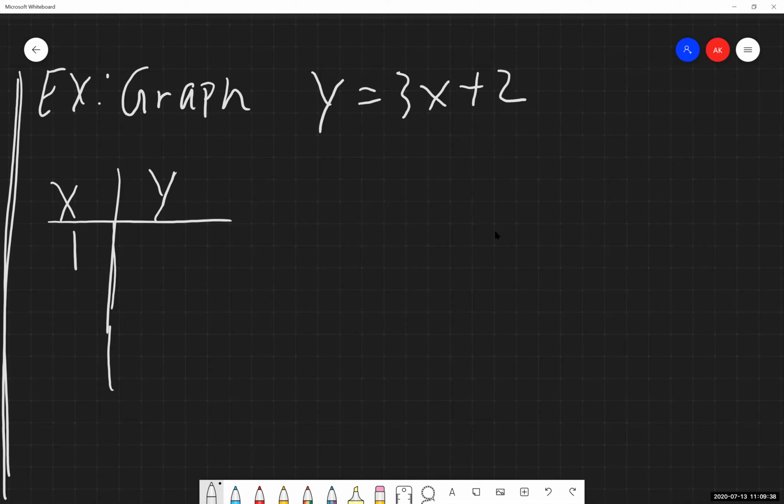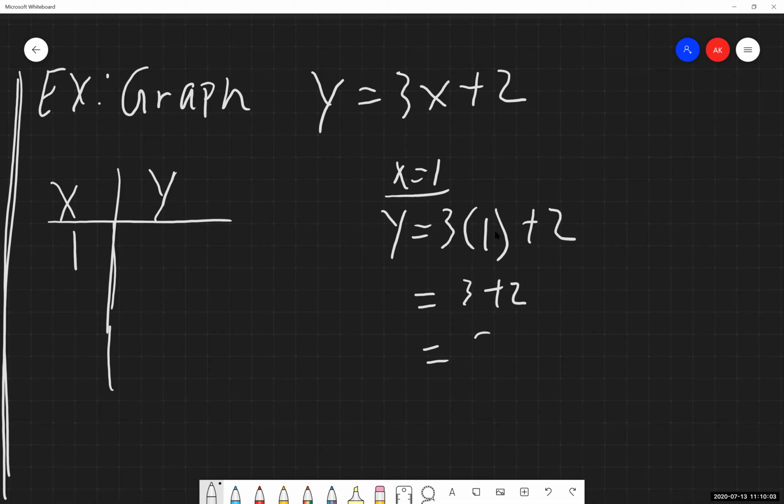Now I need to find what is the corresponding y value that goes along with it. So how do we do that? We're going to have to go through and work this thing out. So if I let x equal 1, then in my equation, I need to plug 1 in for x. And now I'm just solving this thing out. 3 times 1 gives me 3. 3 plus 2 is going to give me 5. So with an input value of 1, I'm getting an output value of 5. I'm just doing this in blue so we know which one we started with, which one we solved for. Okay.